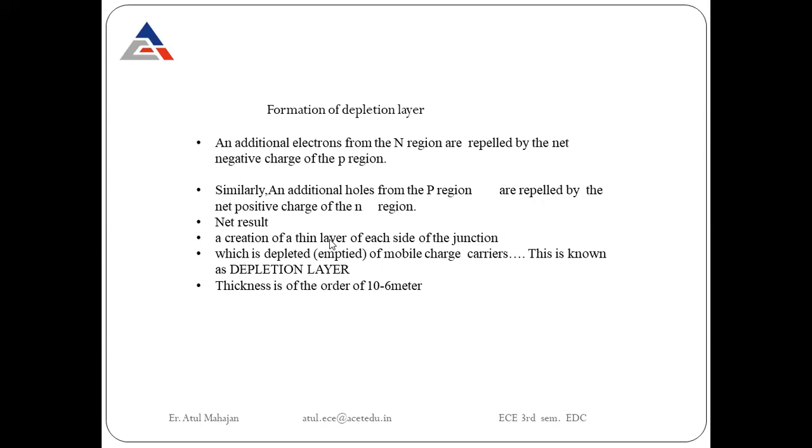So they are being repelled from each other, and hence the result is the creation of a thin layer on each side of the junction, which is depleted, emptied of mobile charge carriers. This is known as the depletion layer. Because of the strong repulsive forces occurring on the P side and the N side when the terminals of the battery are connected, and they have an excess of electrons and holes, they create a region which has no mobile charge carriers present in it.